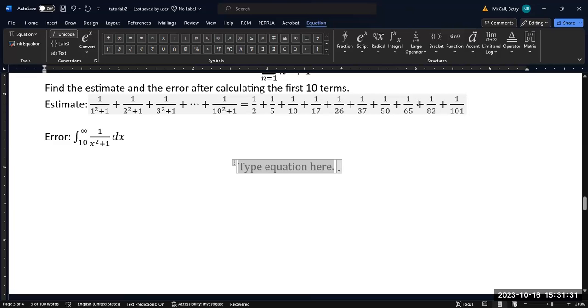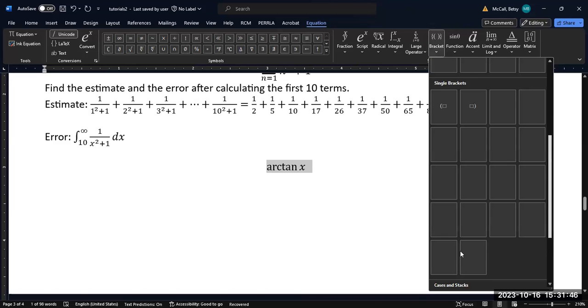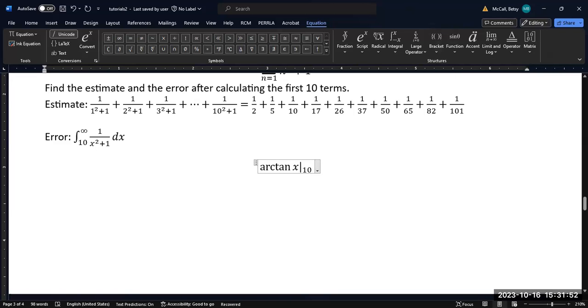So if we do this actual antiderivative, we're going to get arctan of x, and we're going to evaluate that from ten to infinity. I'm being a little less than careful here. Technically, this is a limit as b goes to infinity of this result, but arctan, as it approaches infinity, is going to be pi over 2.